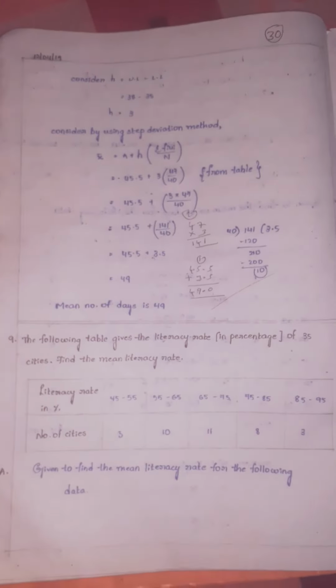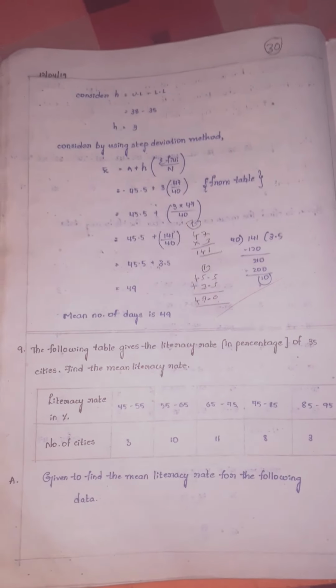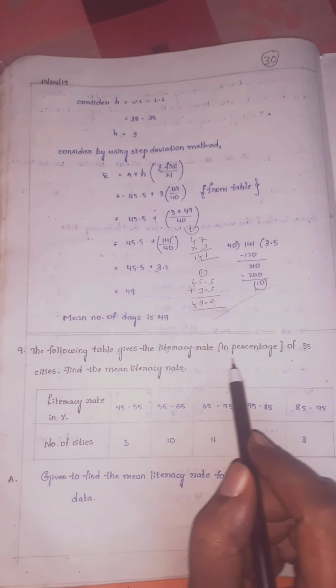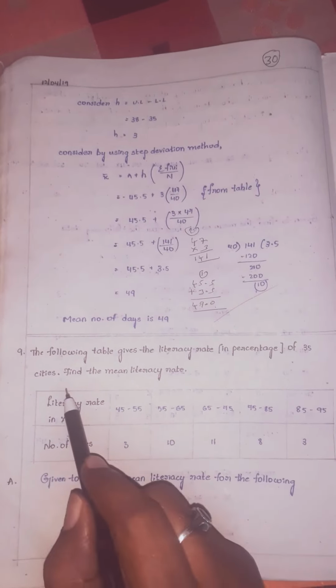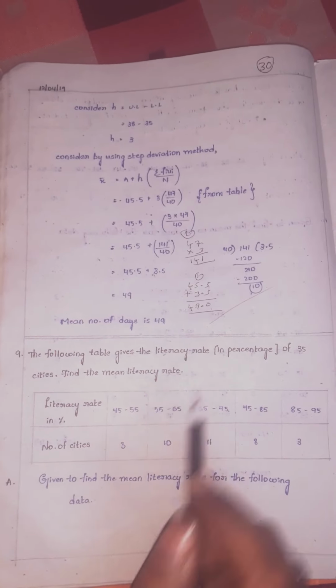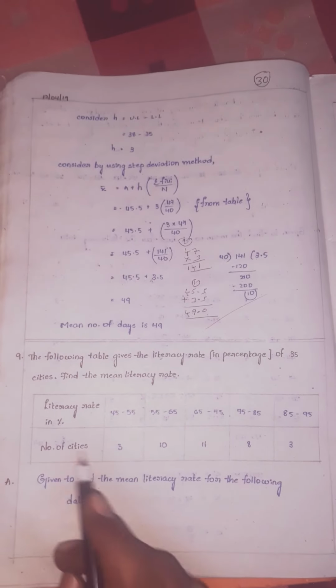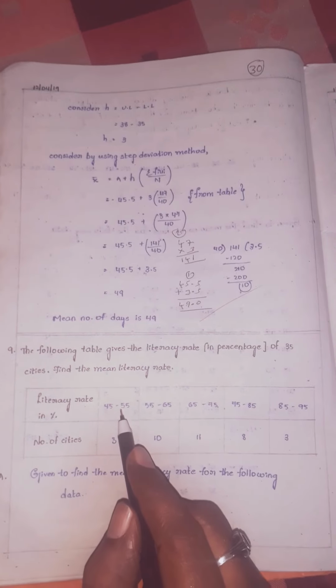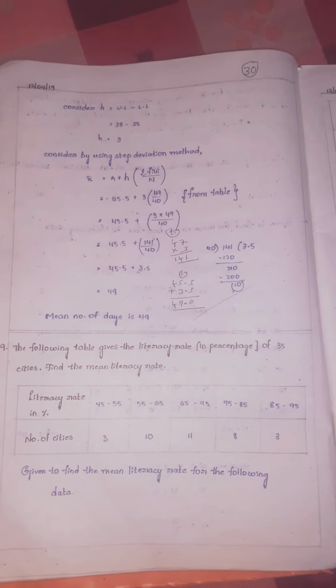So the mean number of days is how much? 49, children. Next and last question in this exercise, children. The following table gives the literacy rate in percentage of 35 cities. Find the mean literacy rate. So this is the information given to us, children. Your upper limit and your lower limit are the same, so it is exclusive data.